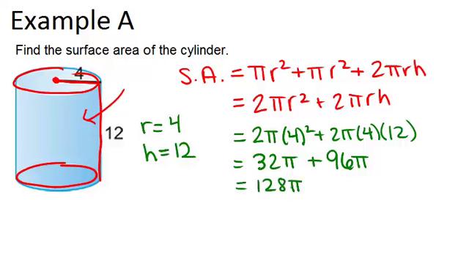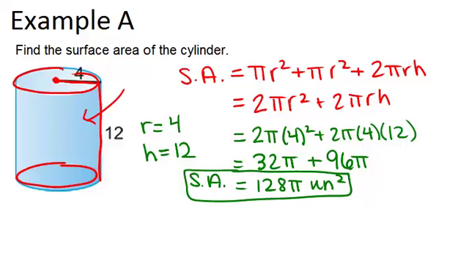Now I'm just going to leave it in terms of pi, but you could substitute in 3.14 to get an approximate answer if you want. And then because it's surface area, we want units squared, because surface area is how many little unit squares would it take to cover the whole cylinder.